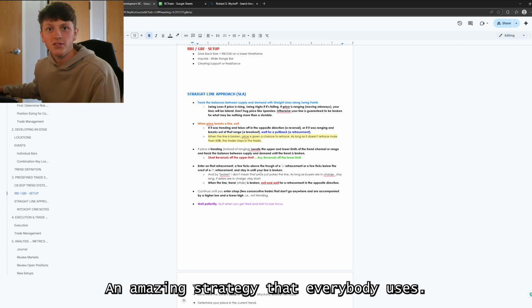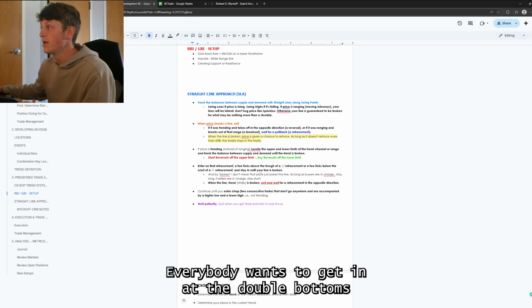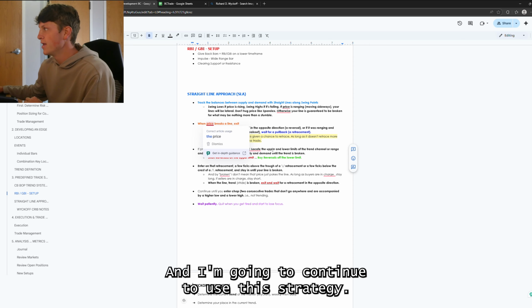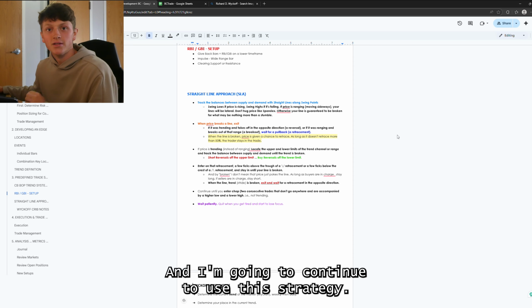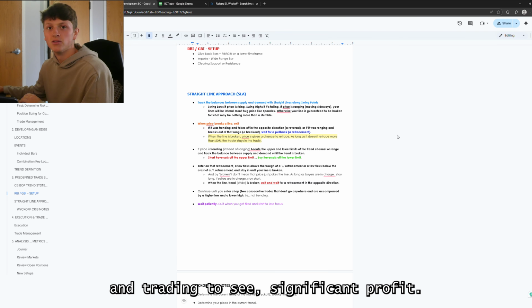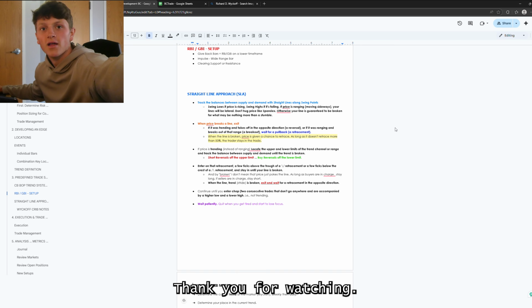So this Wyckoff trading strategy is an amazing strategy that everybody uses. Everybody wants to get in at the double bottoms where all the institutional traders are buying at, and I'm going to continue to use this strategy, and I hope you guys consider using this for your investing and trading to see a significant profit. Thank you for watching.